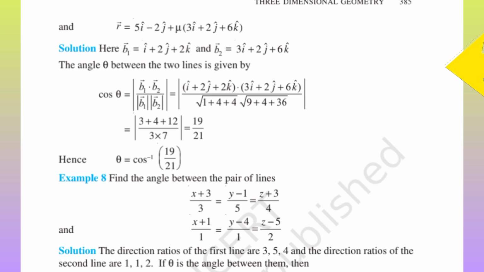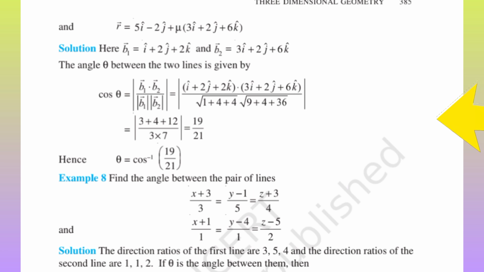The angle theta between the two lines is given by cos theta is equal to the modulus of b1 vector dot b2 vector divided by modulus of b1 into modulus of b2, which is equal to (i cap plus 2j cap plus 2k cap) dot (3i cap plus 2j cap plus 6k cap) divided by under root 1 plus 4 plus 4 into under root 9 plus 4 plus 36, which is equal to (3 plus 4 plus 12) divided by 3 into 7, which is equal to 19 by 21.